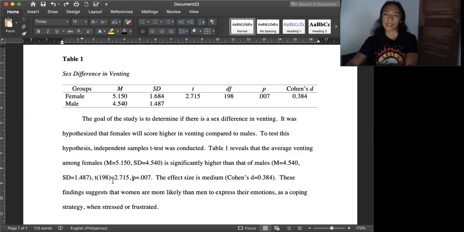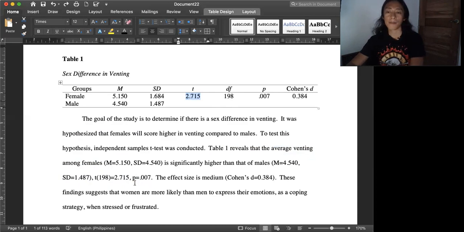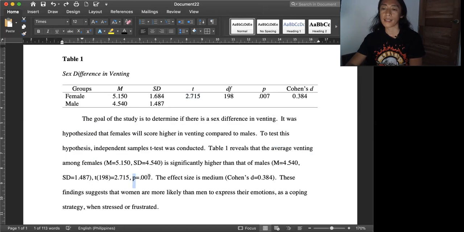So the format is t, and then what you find inside the parenthesis right beside the t is the degrees of freedom. So the degrees of freedom is 198. So you put that in parenthesis right after t, is equal to 2.715, which is the value of the t, comma, p value is equal to 0.007.